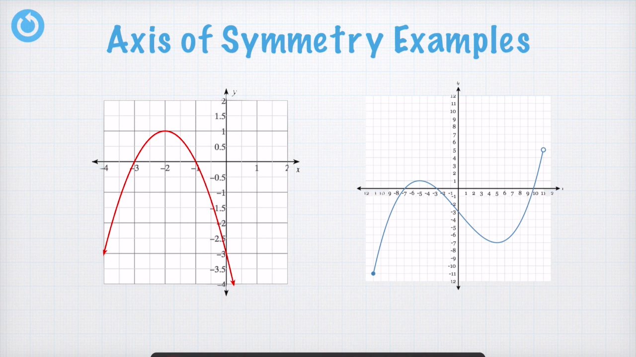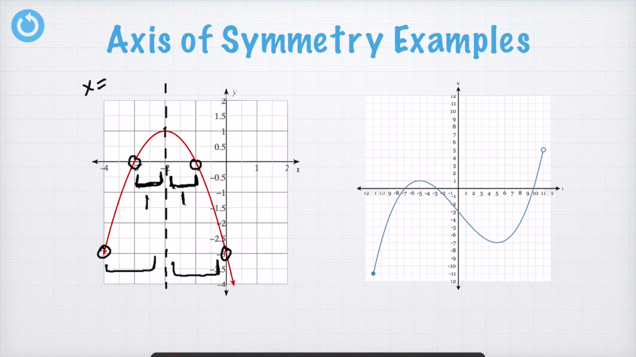Some things, though, you'll notice aren't going to be symmetric. So this first one here, we notice that it looks like it's almost exactly the same on both sides. In fact, it is. You have a distance of 1 between this line here and our intercept, and you have a distance of 1 between this point here and this intercept. Just like you have a distance of 2 from here to here and here to here. So our axis of symmetry is when x is equal to negative 2.